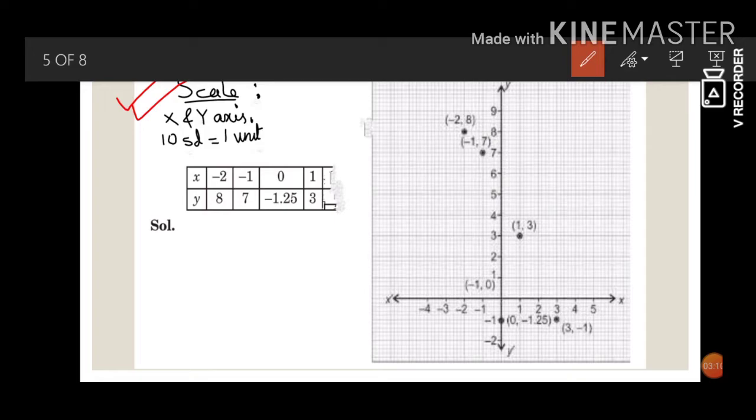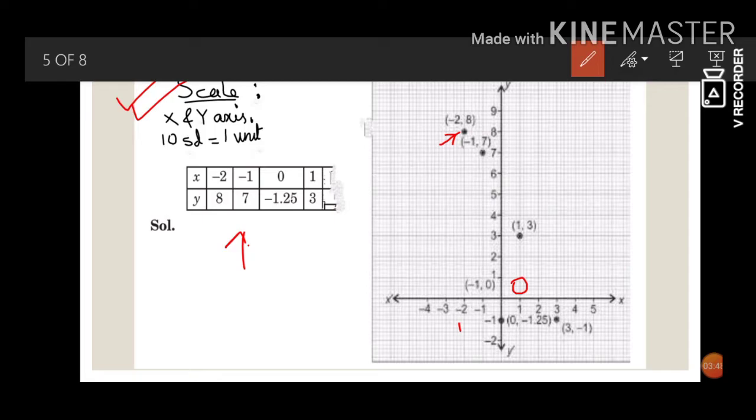The first point is minus 2, 8. The value of x is minus 2, so we will go towards our left hand side from the origin. Our origin is the point where x and y meet, that is O. So minus 2 is over here and 8 is on top of the origin, towards the positive side of the y axis. So our point is this one, minus 2 comma 8.